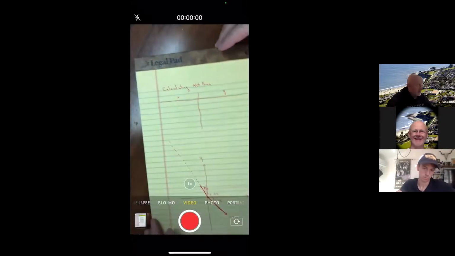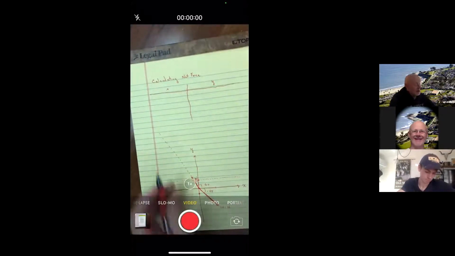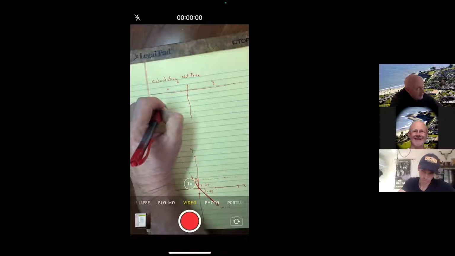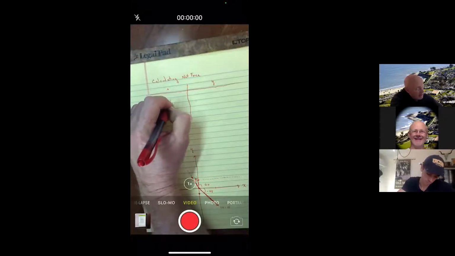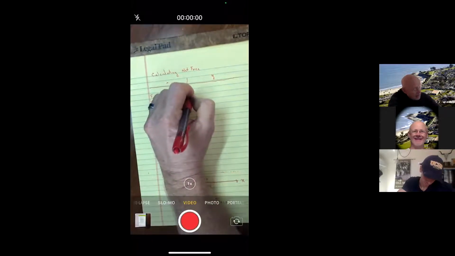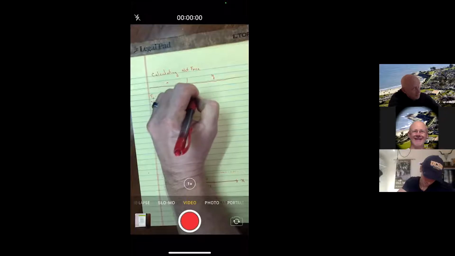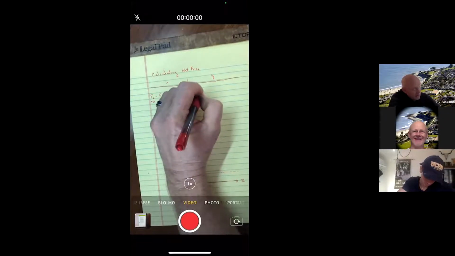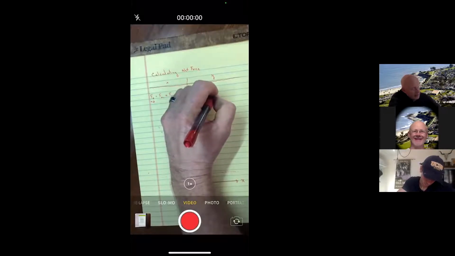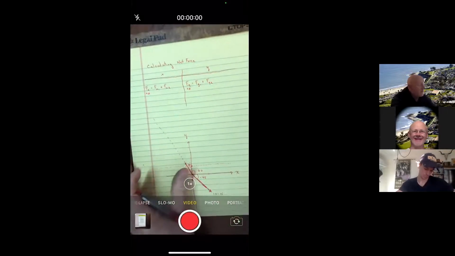So let's come back to the math. What this is saying here is when you do the x component, and I'll put F total, is the x component of the first and then the x component of the second. And then likewise, the y component total is the y component of the first and the y component of the second.